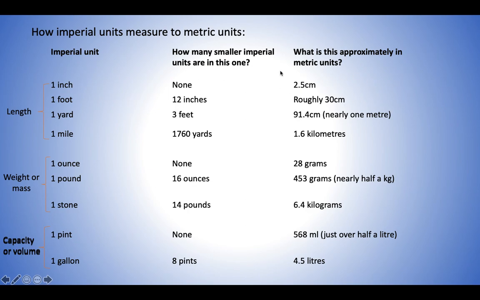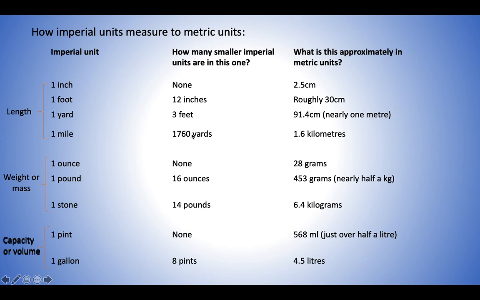So 1 inch is roughly, approximately 2.5 centimetres. Now 1 foot is roughly 30 centimetres. Now 30 centimetres is our standard ruler length, okay? Now 1 foot consists of 12 inches, okay? A yard, which is 3 feet, which is 3 lots of 12 inches, so 36 inches, is nearly 1 metre, okay? So it's just over 91 centimetres.